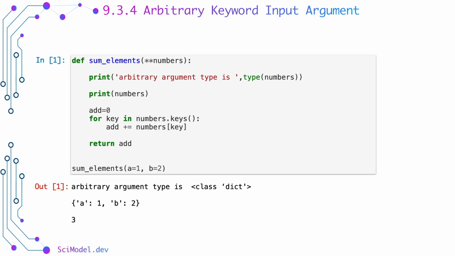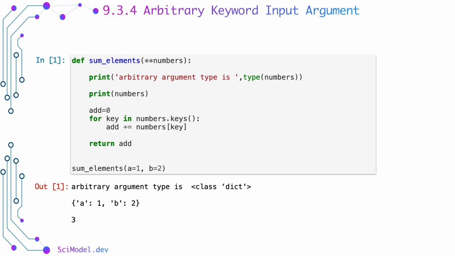As you can see in the output of the code, the data type of the variable numbers is a dictionary. This is evident when we print the variable numbers itself. Notice in the second line of the output that the keys of this dictionary are set according to the name of variables in the arbitrary keyword input arguments, and the dictionary values are set according to the values of the arbitrary keyword input arguments.